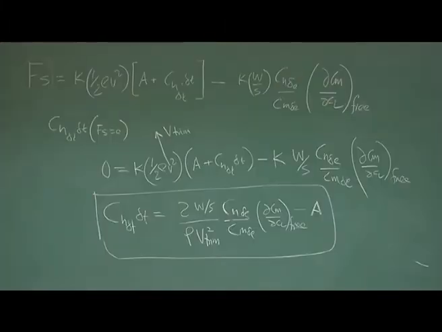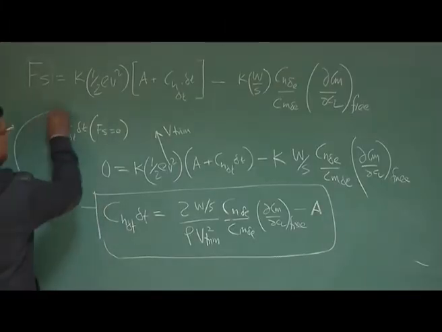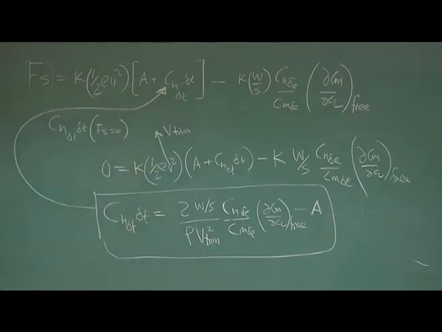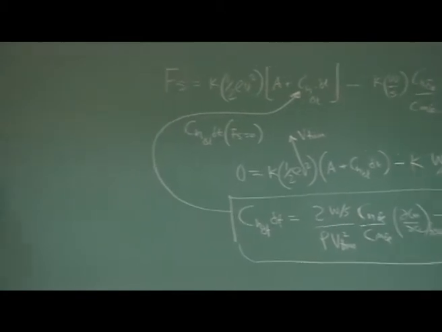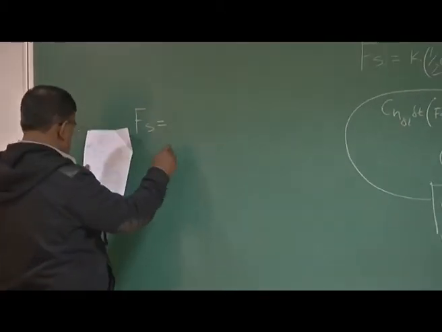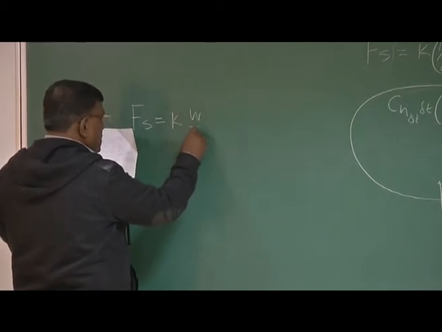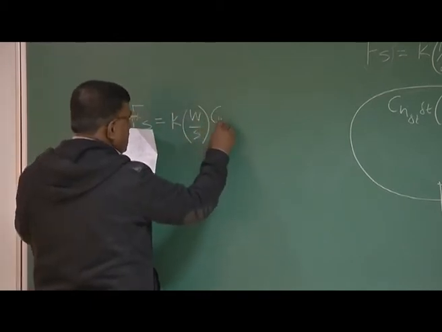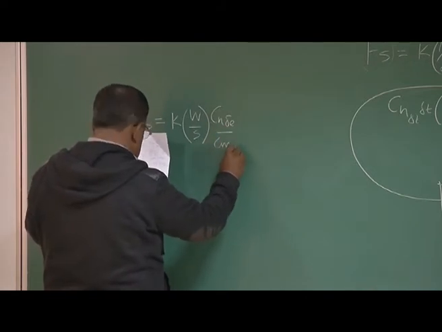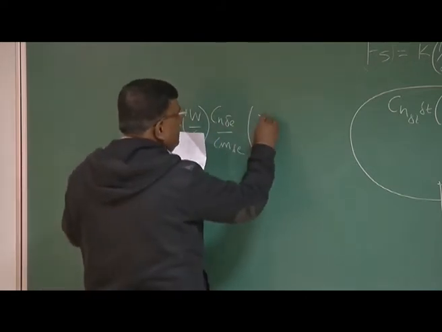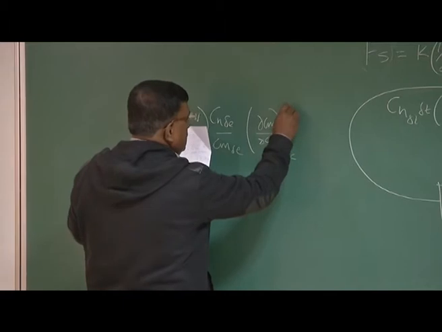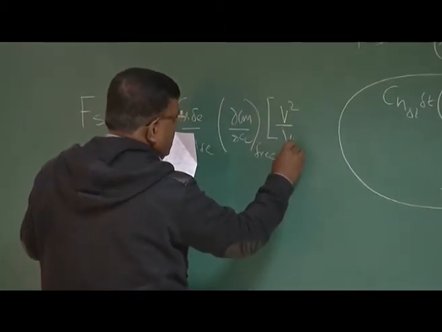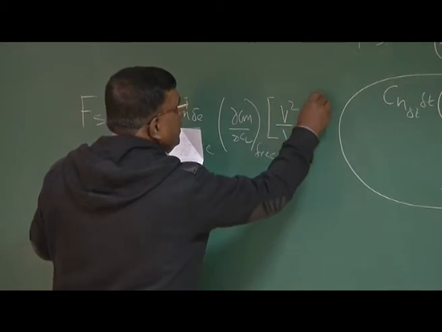Now what I do, this Ch delta t into delta t, I substitute here. Correct? Then what will I get? If I substitute in this expression, then I will get Fs equal to, you please derive yourself, Fs equal to k W by S, Ch delta e by Cm delta e, into dCm by dCl free, into (V square by V trim square minus 1).